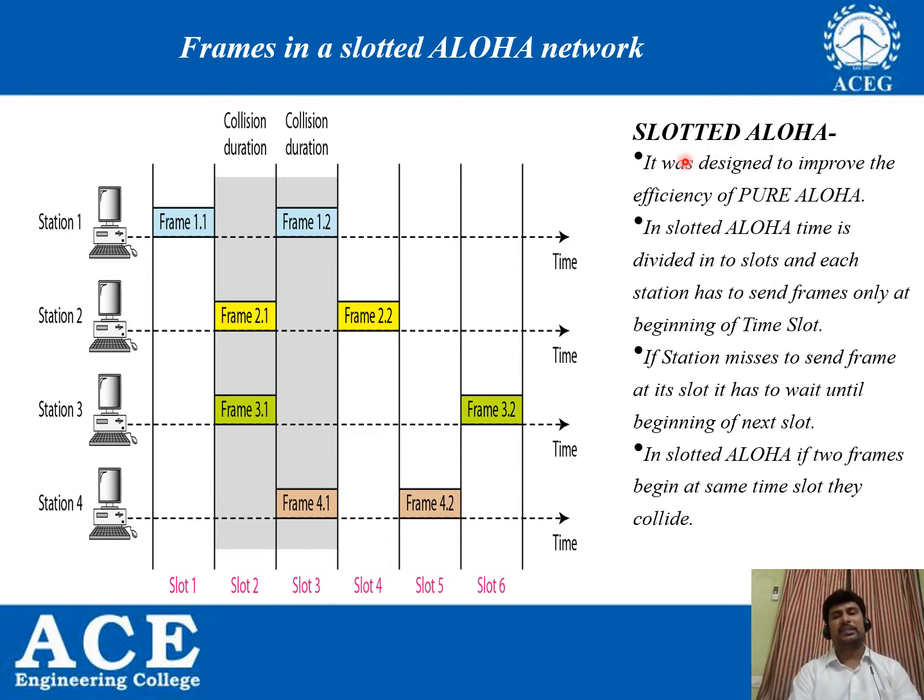What it means is, in slotted Aloha, we divide the total time into smaller units called slots. In slotted Aloha, time is divided into slots and each station has to send frames only at the beginning of a new time slot. We cannot send whenever the data is available. So we have to send at the beginning of a time slot. If we are not ready by that time slot, we have to wait for the next time slot.